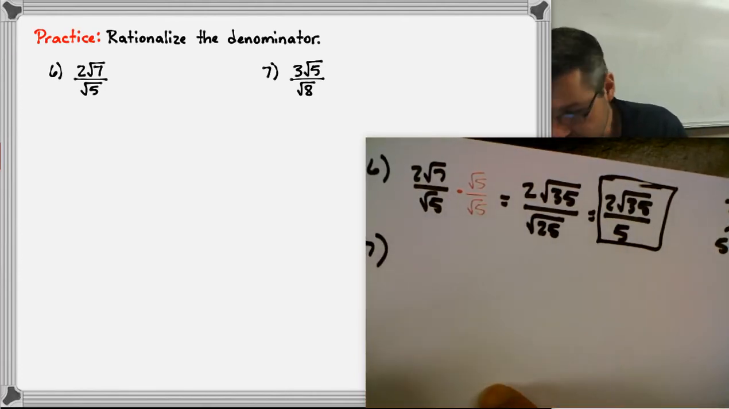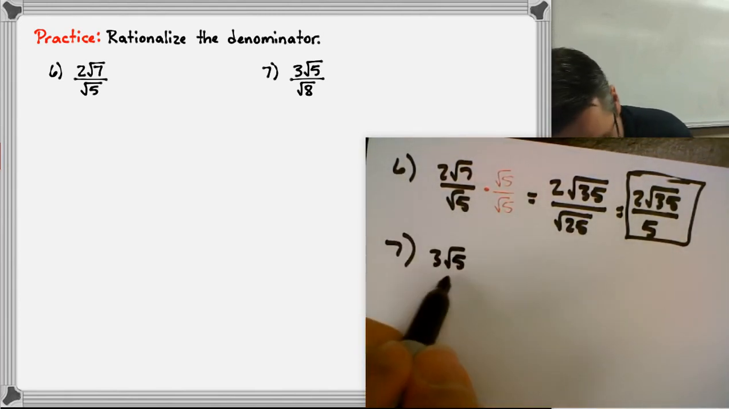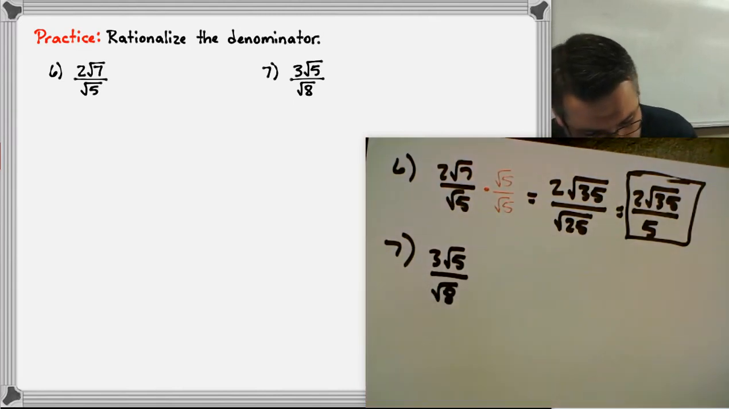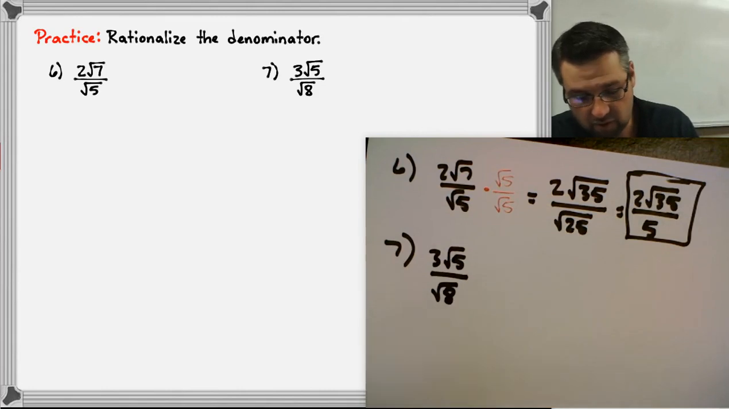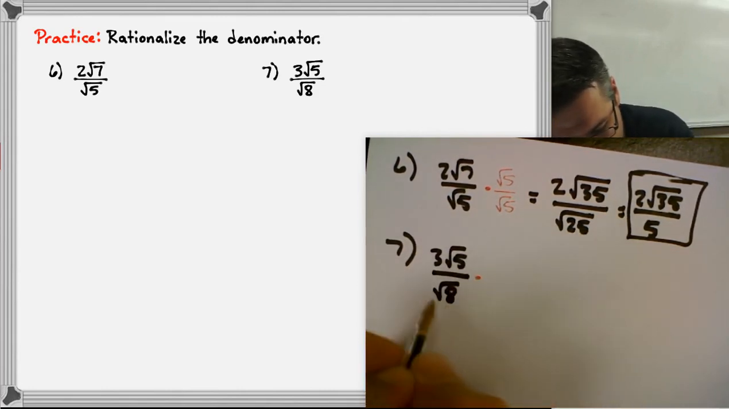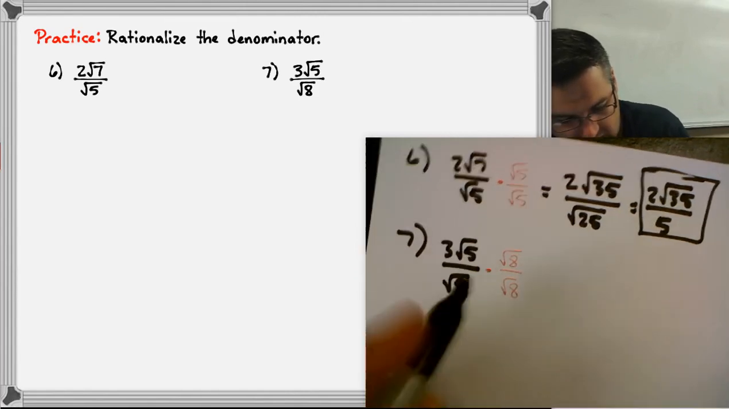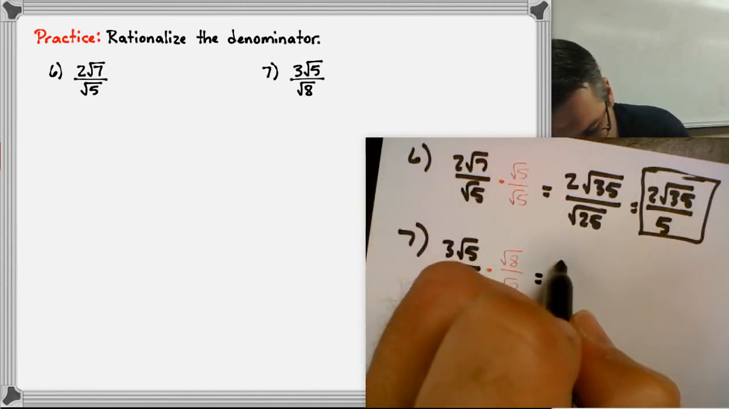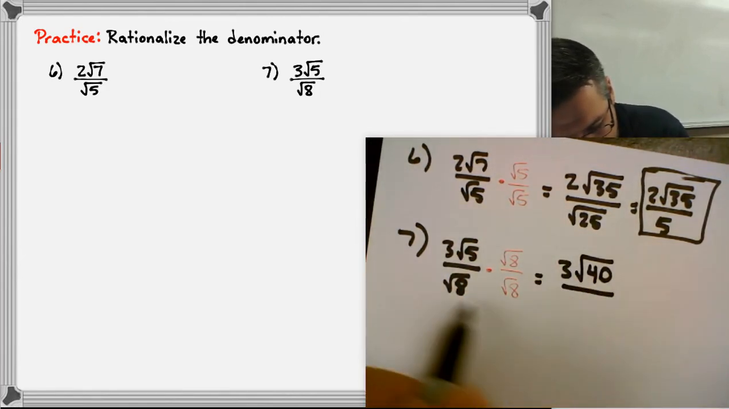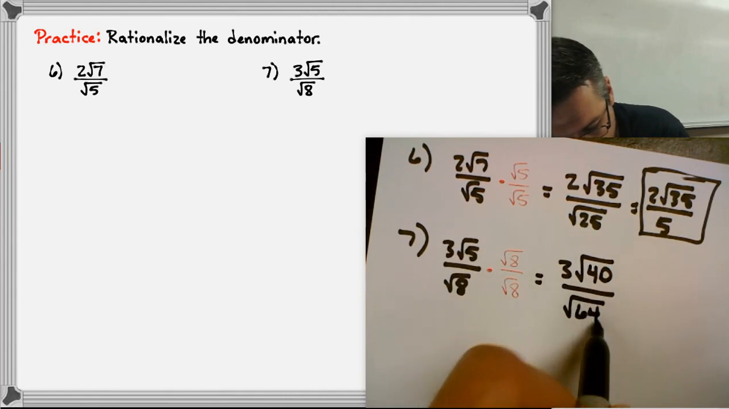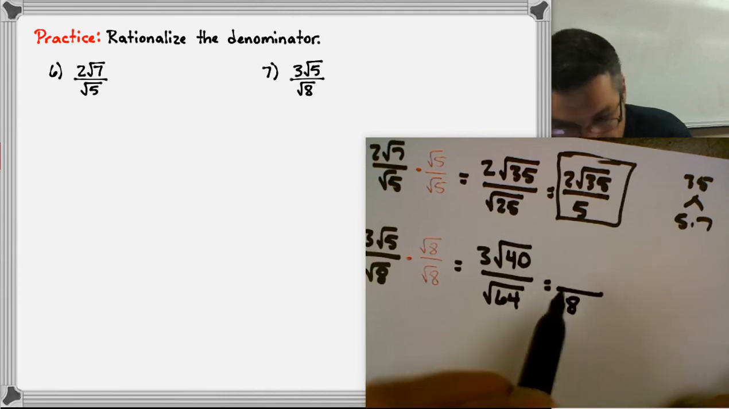For number 7, we have 3 square root of 5 over the square root of 8. Now, there's a couple ways to approach this. Because the square root of 8 can be simplified, we could do it that way first, but I like dealing with the rationalizing the denominator first. So I'm going to multiply by rad 8 over rad 8, because that's 1, and that would simplify to 3 radical 40 on top, and on the bottom, rad 8 times rad 8 is rad 64, and we know that the square root of 64 is 8, okay?